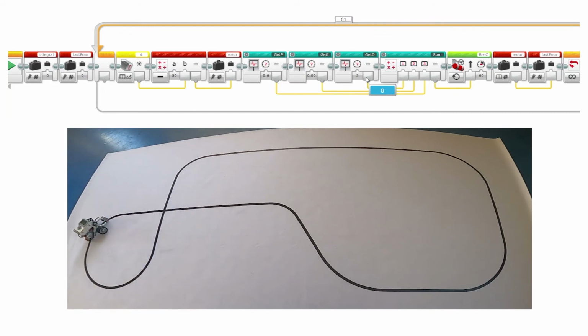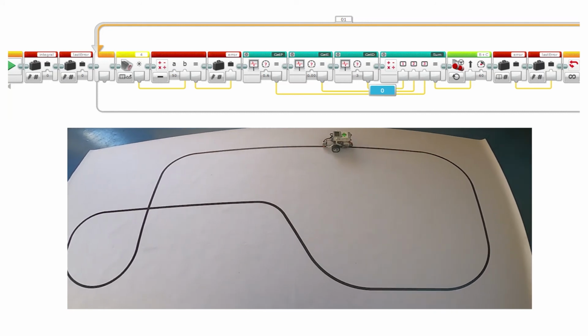Then, decrease the proportional constant and set the derivative constant to some value and check if the prediction of the future error can make the robot follow the line. Usually, our derivative constant is bigger than the proportional constant, and the getD block shows significant impact on the steering value only in sharp turns.